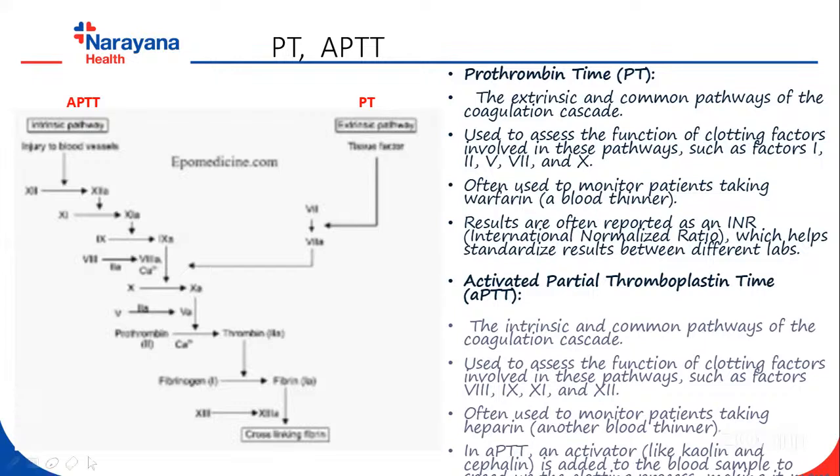Now, prothrombin time, besides all these factors, is often used to monitor patients taking warfarin. The results are reported as INR, that is International Normalized Ratio, which helps standardize results between the different labs. The APTT, besides all these coagulation factors, is used to monitor patients taking heparin. And instead of a plain PTT, an activator like kaolin is added, and it is known as activated partial thromboplastin time, which is more sensitive than a simple plain PTT.